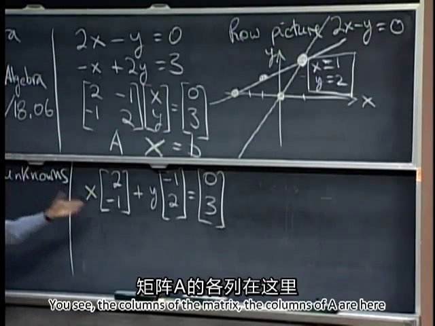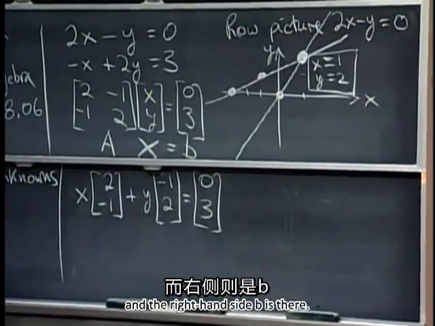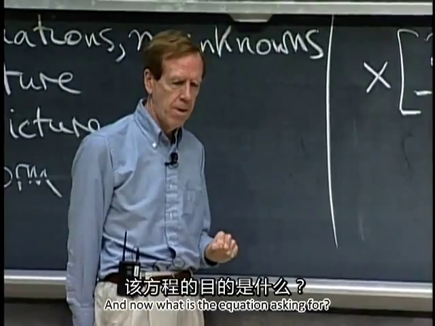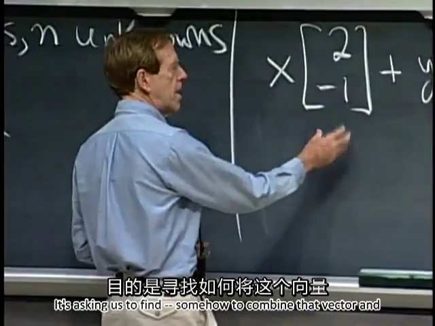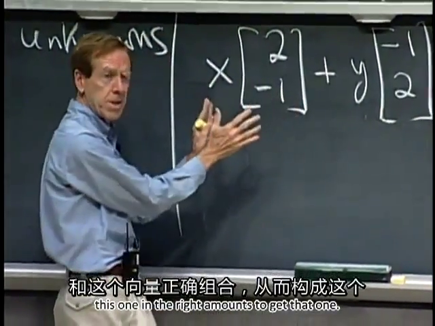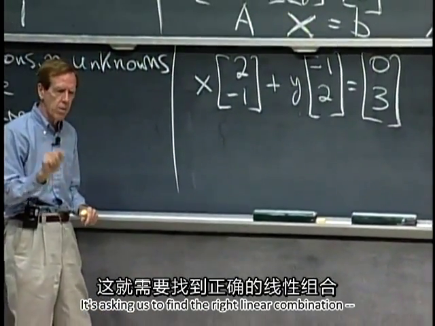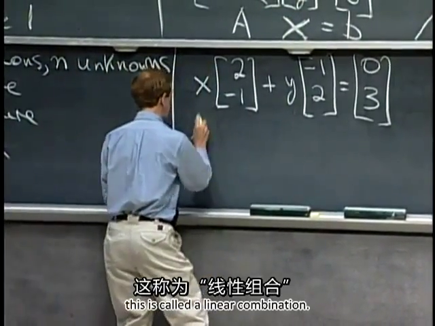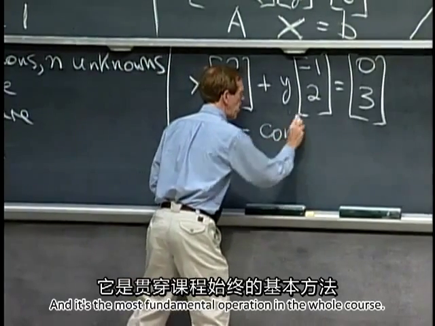You see the columns of the matrix? The columns of A are here, and the right-hand side B is there. And now what is the equation asking for? It's asking us to find, somehow, to combine that vector and this one in the right amounts to get that one. It's asking us to find the right linear combination. This is called a linear combination. And it's the most fundamental operation in the whole course.